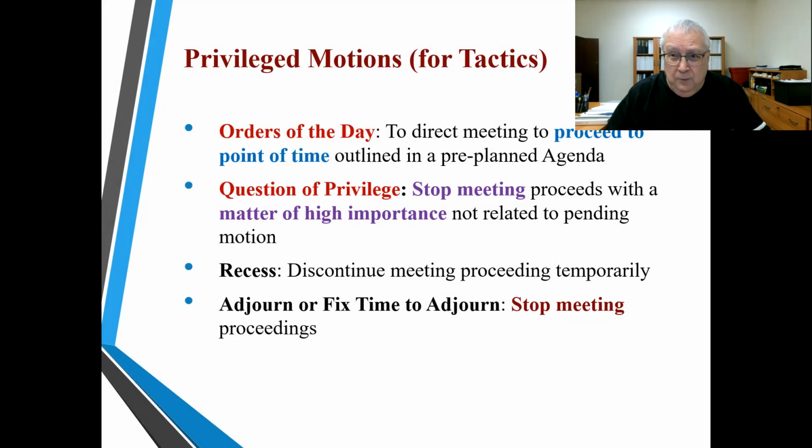There are things which are called privilege motions that are available to an individual member of the assembly. Orders of the day: you raise your hand to be recognized by the chair, you stand. Calling orders of the day means that if the agenda we adopted has timelines assigned to each issue, you're telling the chair they have to jump to where the agenda says we're supposed to be. And there really is no latitude for the chair. They have to respond to your orders of the day.